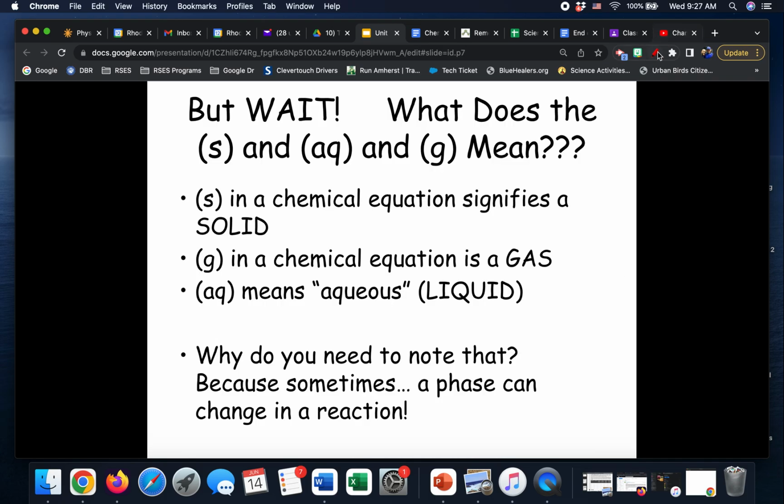If you're paying good attention, you notice next to those we saw little S's, AQs, and G's. That tells you the state of matter that the substance is in your reaction. So S stands for solid, G for gas, AQ means aqueous, aqua, water, which means it's in liquid. Why do we need to put that? Well, because sometimes the phase can change. You might start with 2 solids and make a liquid. You might start with solid and gas and make a liquid, whatever. That's why they mention them often in reactions.